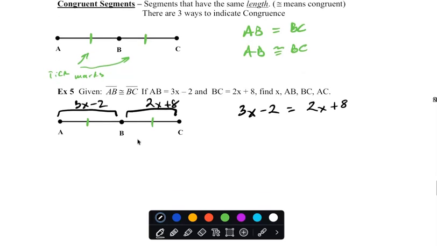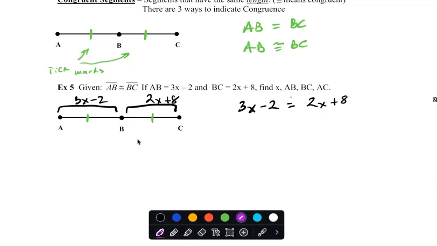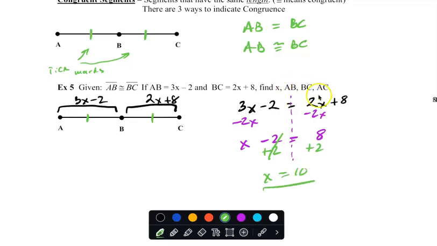And all we have to do is solve this, right? Same rule as before, we only want to get one variable. So let's get rid of the smaller variable, minus 2x from both sides. So we have x minus 2 is equal to 8. Now let's get rid of that minus 2 and isolate the variable. So we add 2 to both sides, and we get x is equal to 10. Remember, that is not our final answer. They want us to find AB, BC, and AC also.